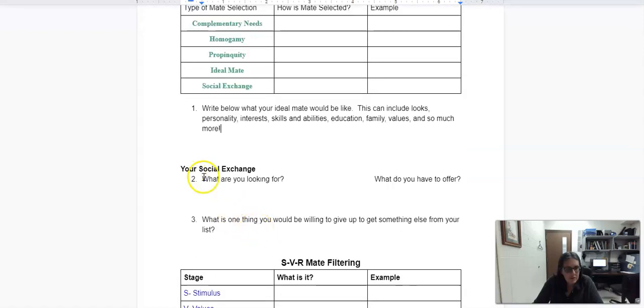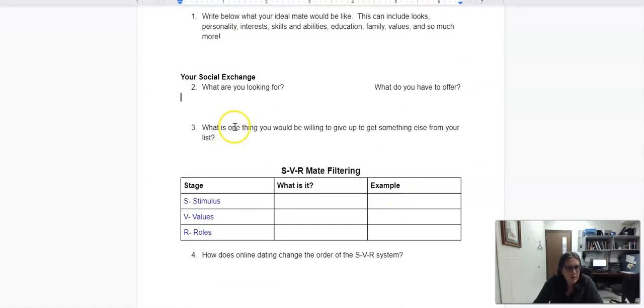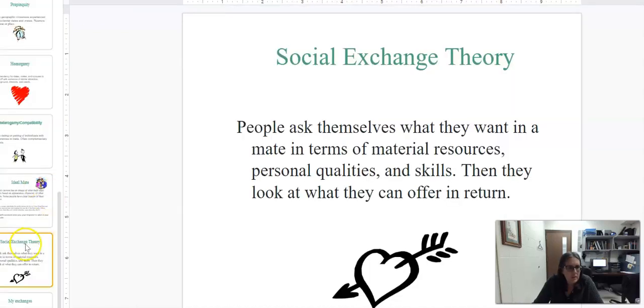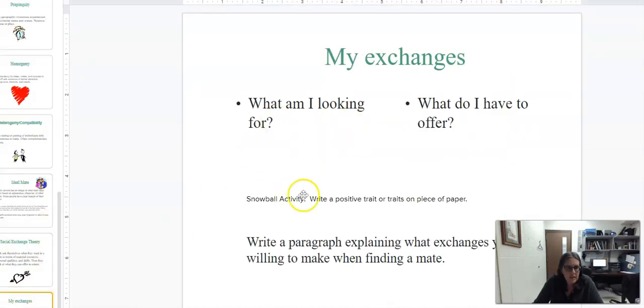Okay, and then the social exchange, below here on this side, put what are you actually looking for in a mate, which is going to be similar to your ideal mate, but narrow it down. What are your big things? And then what do you have to offer? Do you offer those same things? Do you offer different things? And number 3, what's one thing you'd be willing to give up to get something else from your list? So looking at that exchange piece, you can look at that on there too.